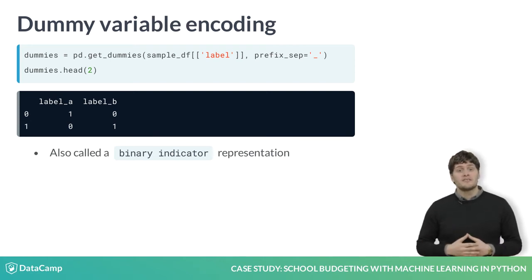Note that the prefix_sep parameter is useful to tell getDummies what character should separate the original column name and the column value for our dummy variable.